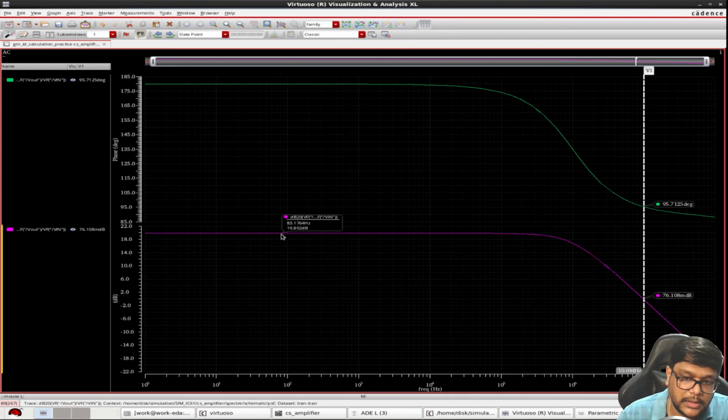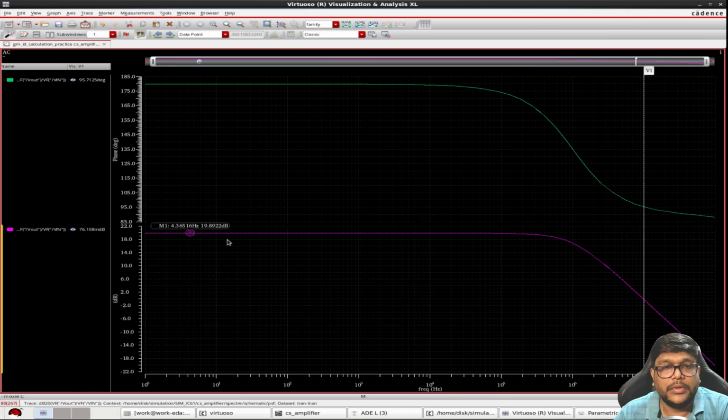So you can see I'm getting all this without doing much calculation, only doing the GM by ID, using the GM over ID method and the LUT method, lookup table method.